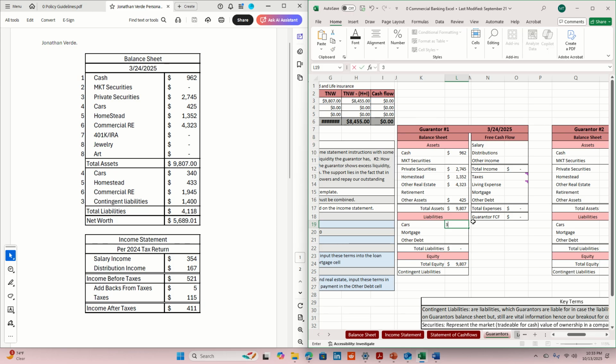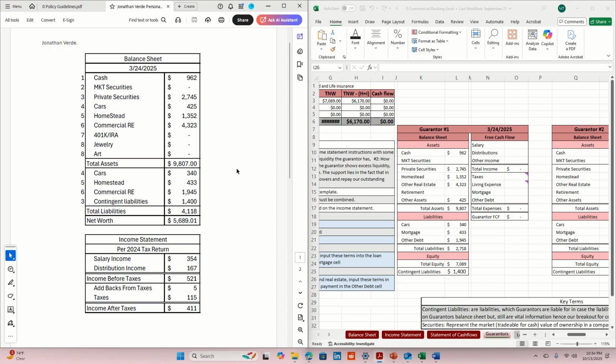So cars, 340, that's a liability of 340. Mortgage, we're going to do 433. Other debt, so other debt, that's going to be 1945. And you might be wondering, well, why didn't you put contingent liabilities into other debt? The reason being is that if you go down far enough, you can see the section that says contingent liabilities. Now, contingent liabilities is 1400.